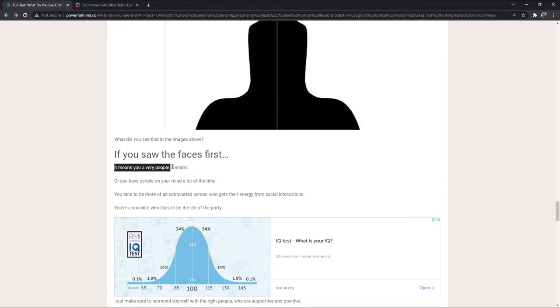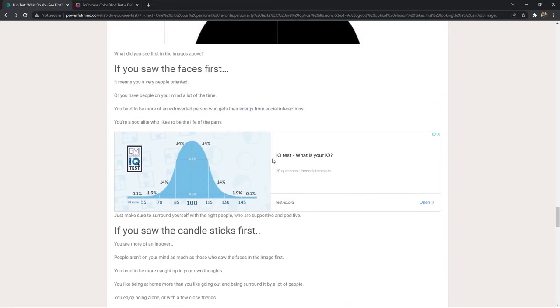If you saw the faces, it means you're very people-orientated. We have people on your mind a lot. You tend to be more of an extroverted person. Why is there an IQ test? Ooh, IQ test. We should do that. Okay, Eric, back to the topic. Extroverted person. I have ADHD. Who gets the energy from social interactions? You're a socialite who likes to be the life of the party. See, the candle. If you saw the candlestick first, you're more of an extrovert.